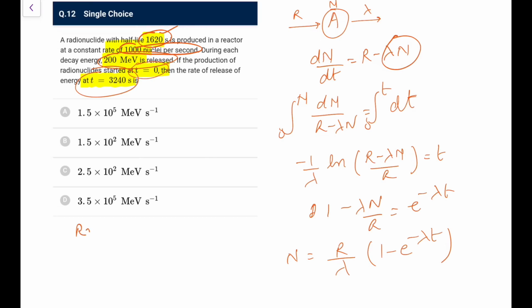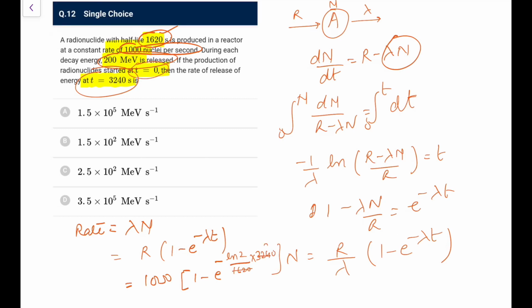So the rate of decay would be equal to lambda times N. So lambda times N is R(1 minus e to the power minus lambda t). Substituting, R is 1000, and 1 minus e to the power minus lambda, where lambda is ln 2 by t half, which is 1620, into 3240. So that is 2, so it becomes e to the power minus ln 2 to the power 2, that becomes 2 to the power 2 in division. e to the power ln x is x, you are using that, so 1 minus 1 by 4, so that is 750.